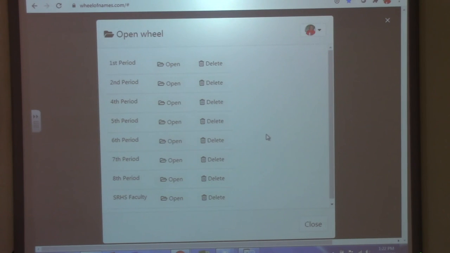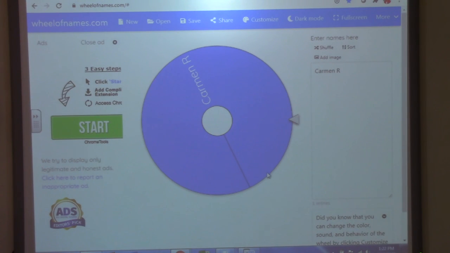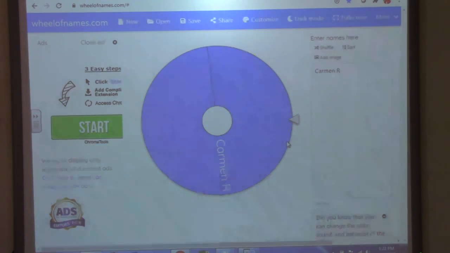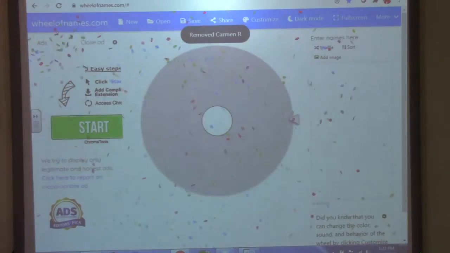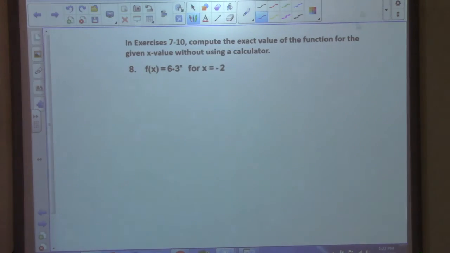I wonder who's going to be. Carmen, do I need to spin the wheel for Carmen? Okay, Carmen's going to be doing this. What happens if you remove the last name? Okay, let's see what happens when I remove Carmen. Blank wheel. All right, Carmen, what do you got for this one?